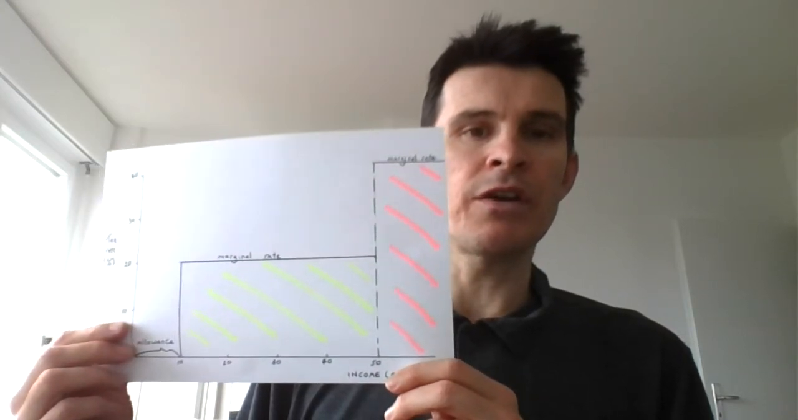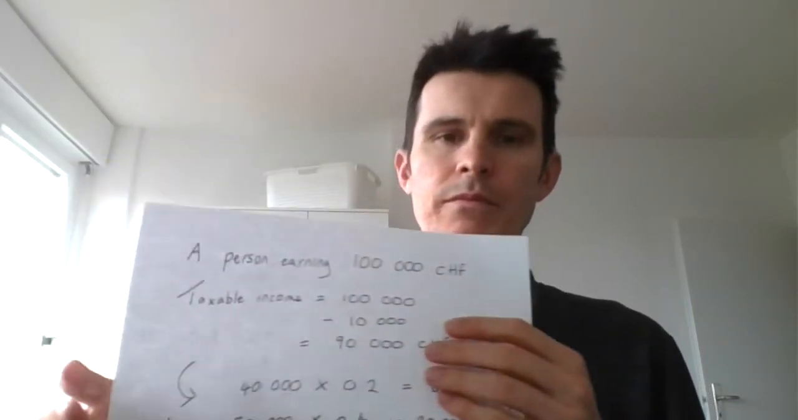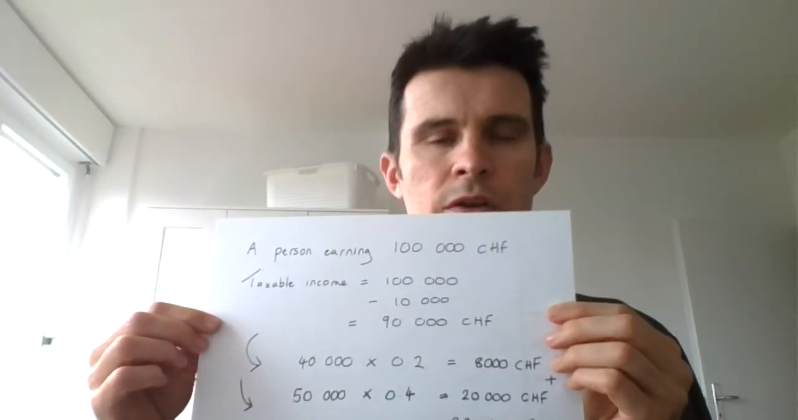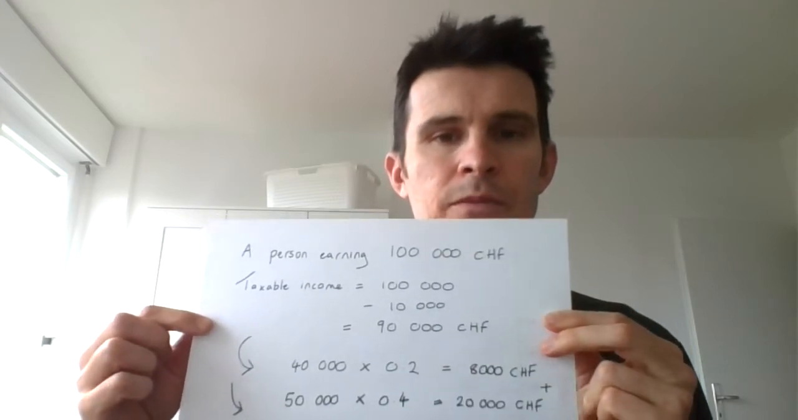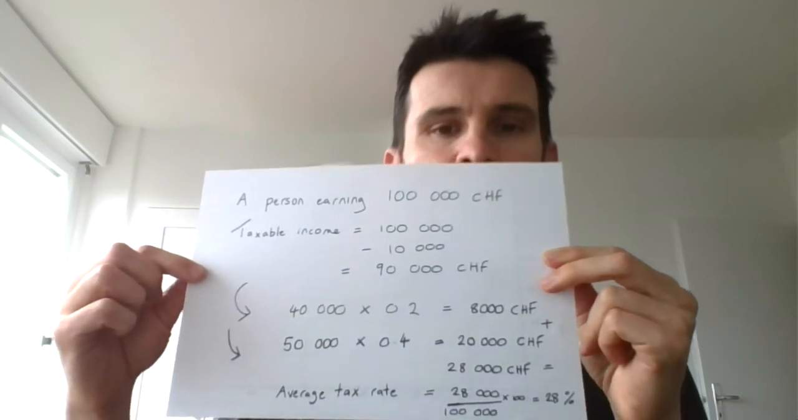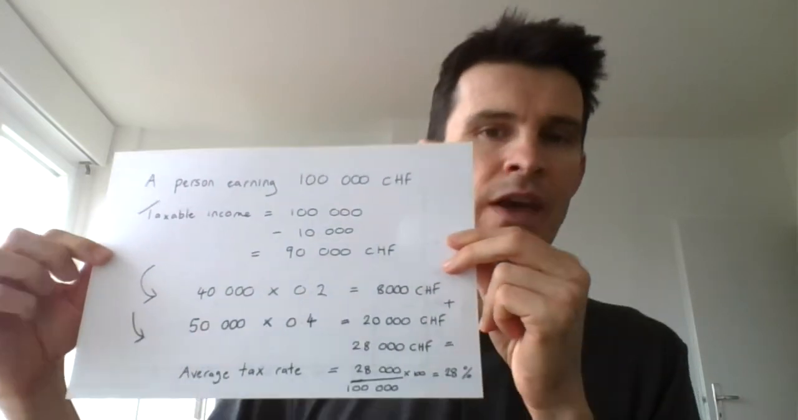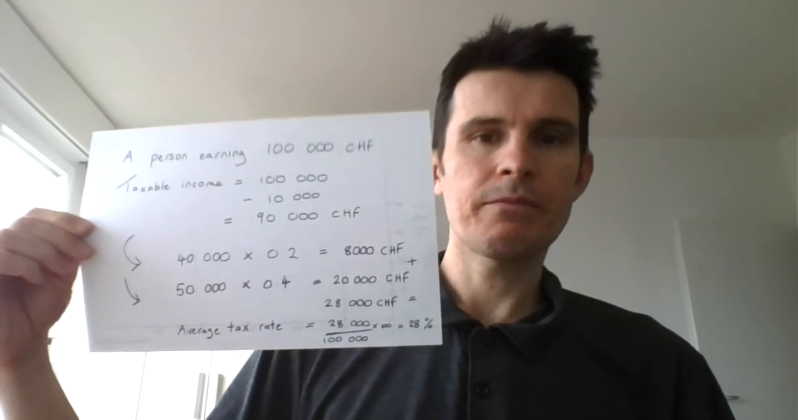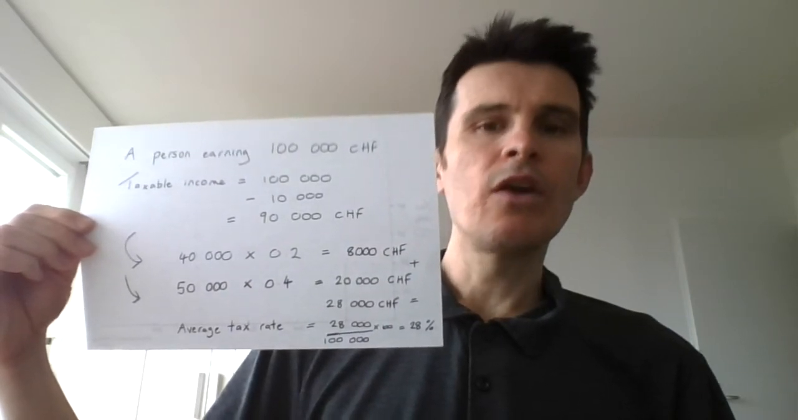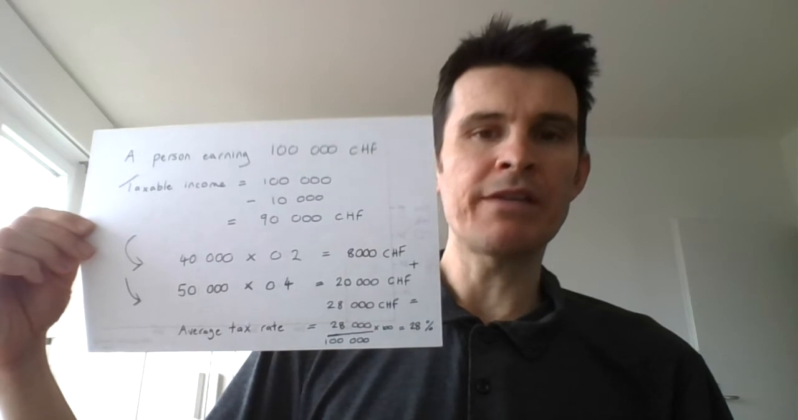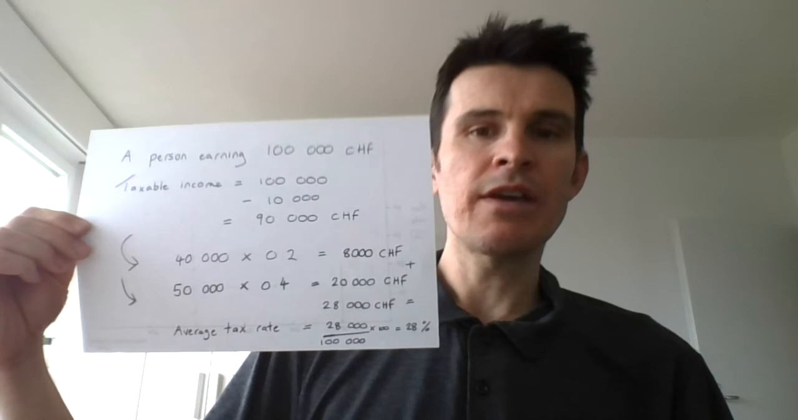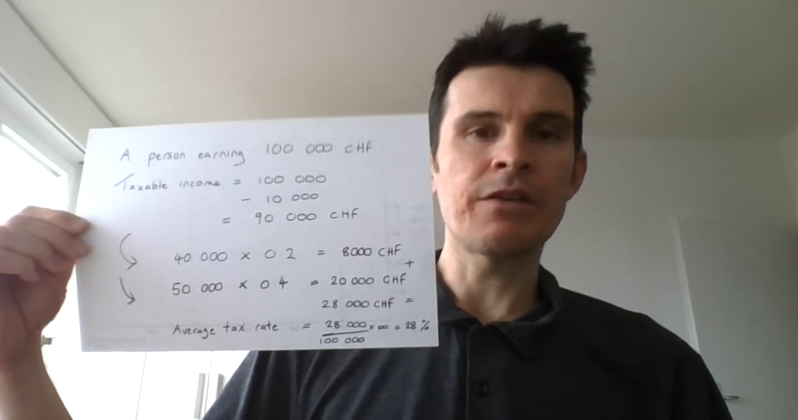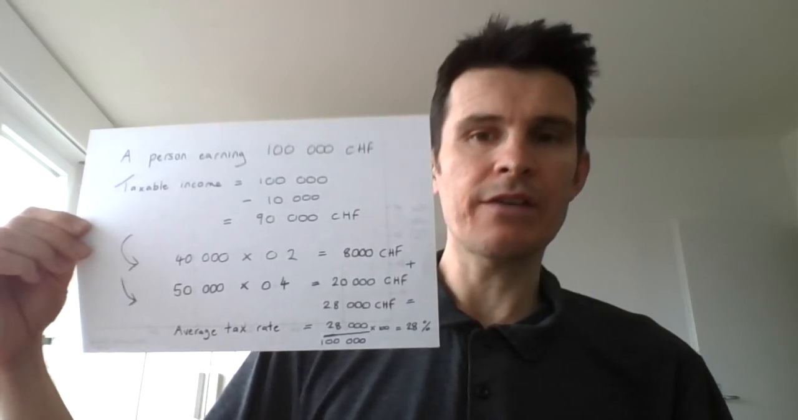So if someone is earning 100,000, for example, they will have 10,000 francs tax-free. That leaves them with a taxable income of 90,000 francs. From that taxable income, we split it into the two slices. The first 40,000 is taxed at 20%, and so 8,000 francs will be taken in tax.